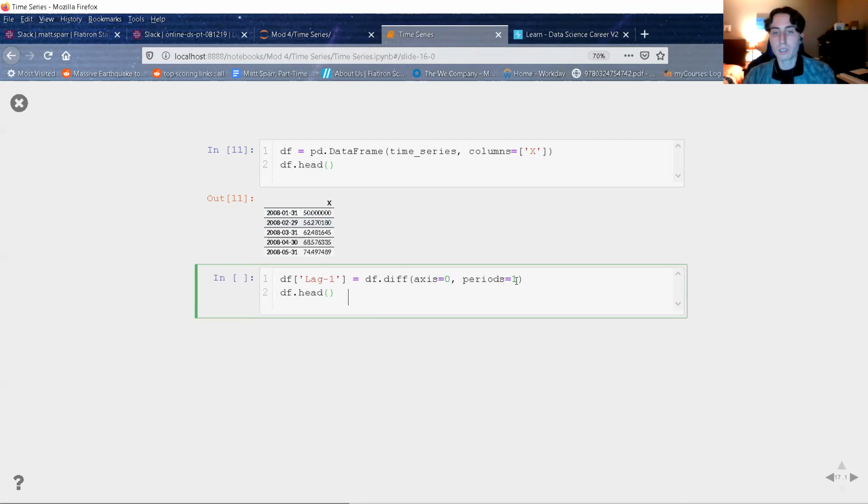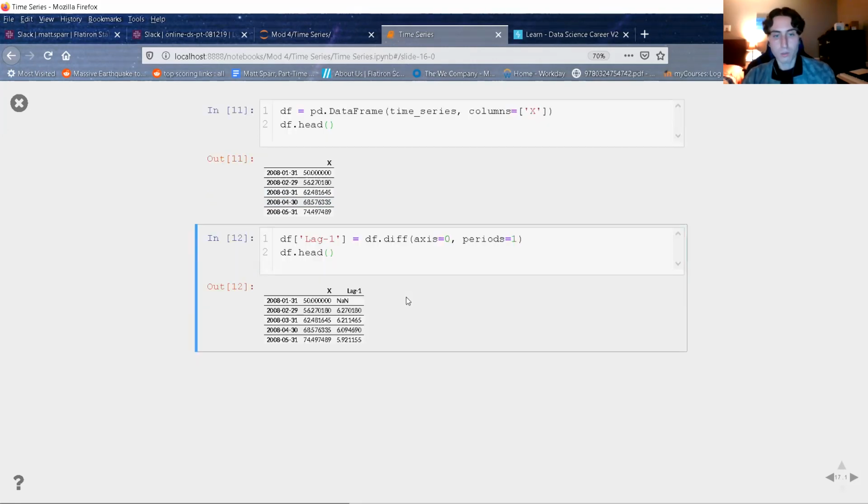And then periods is how many lag difference do we want to do. So the default is 1, so you actually don't have to put periods equals 1, but if you want something higher, you'd have to put a value there. So now if we view this, we can see the first value, there's nothing before it, so it becomes null.